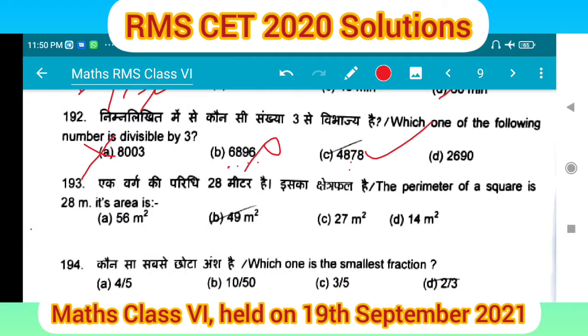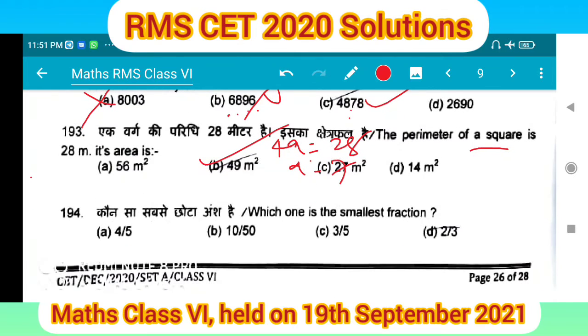The perimeter of a square is 28 meters. Its area is very easy. It is given to us 4a is equal to 28. So a is equal to how much? 7. And what is being asked? Area. What is the area of a square? a squared. 7 times 7 is 49. This is the answer.